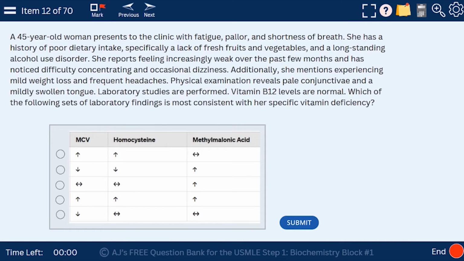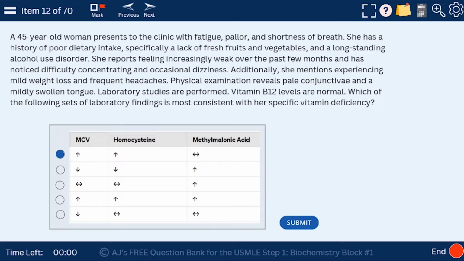What are the values in folate deficiency? Choice A, MCV will be elevated, and homocysteine will be elevated. And that's true for both vitamin B12 and for vitamin B9 deficiency. And this is because these enzymes are both required for cell division, but if we have fewer cell divisions, the red blood cells will remain larger, i.e. elevated MCV, bigger than 100.